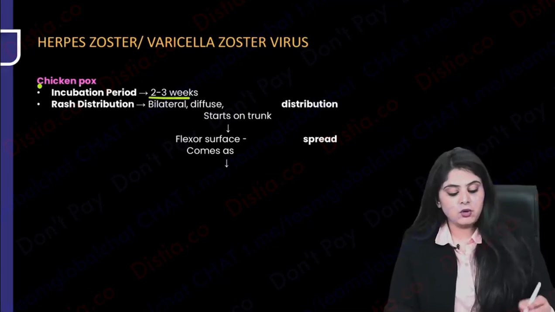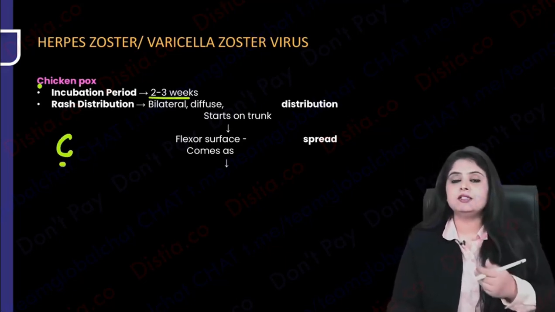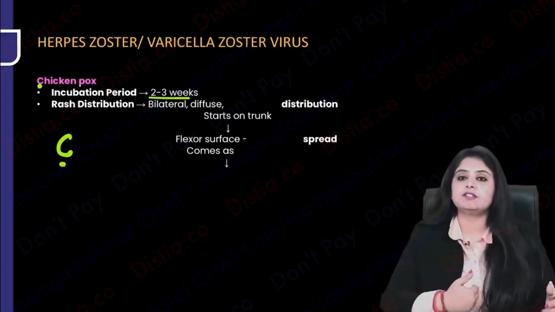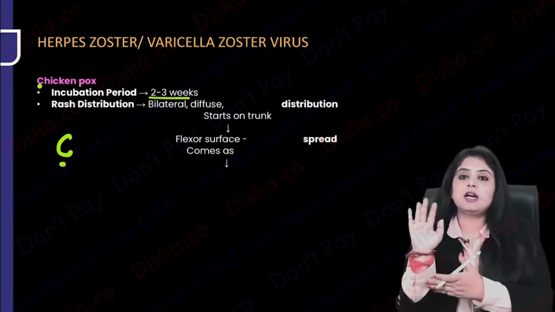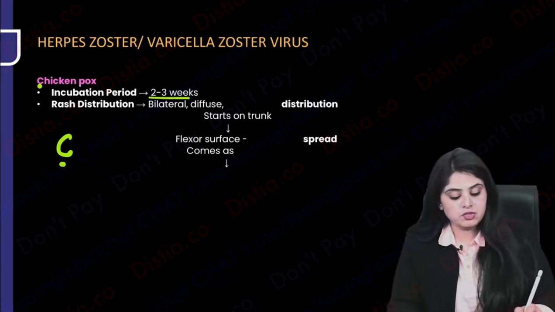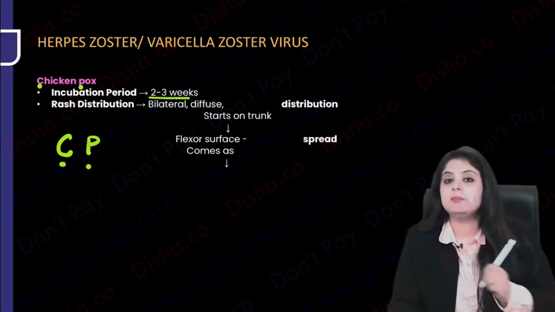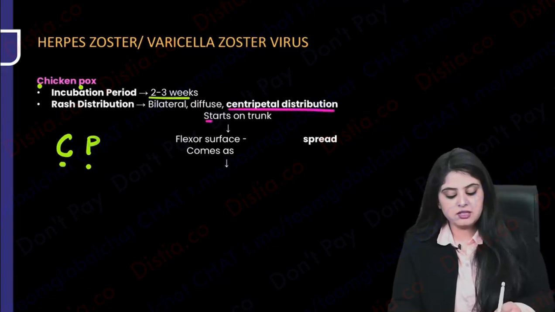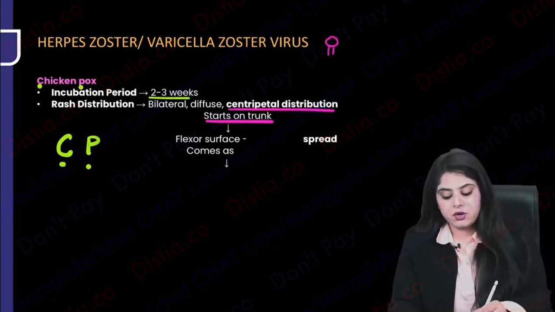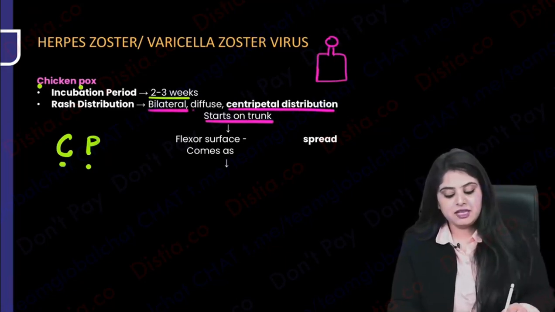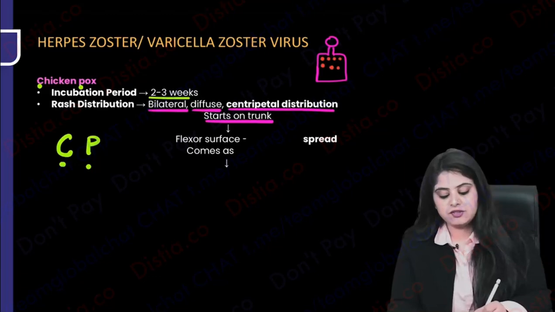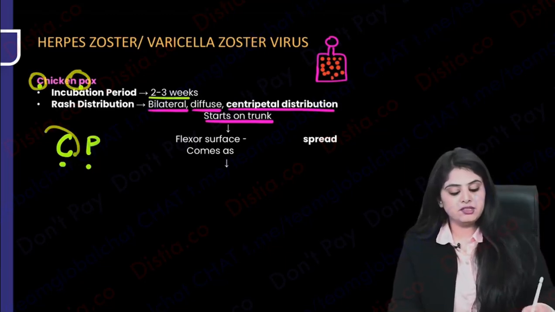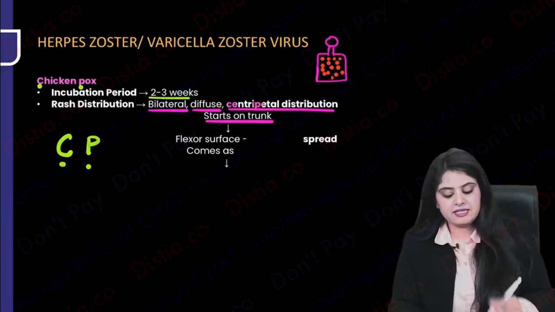Now tell me, chickenpox, C for chickenpox, does it start centripetal or does it start centrifugal? Matlab center mein, will it start on the trunk, centripetal, or will it start on the extremities, that is centrifugal? So remember, chickenpox, centripetal. How simple. Centripetal means it will first start on the trunk. So if I draw a funny looking man over here, I will say they are bilateral diffuse rashes which have started on the trunk. So CP mein CP. Chickenpox mein there is going to be centripetal distribution that I notice.